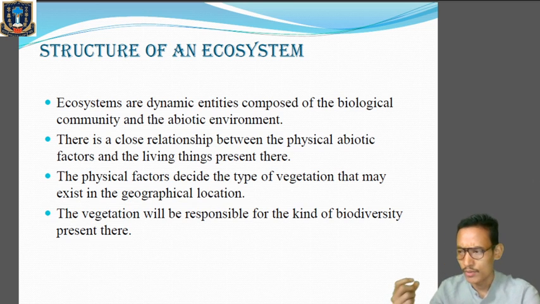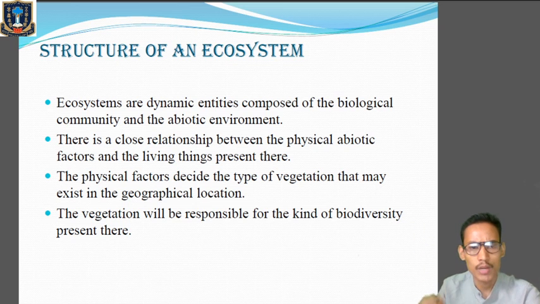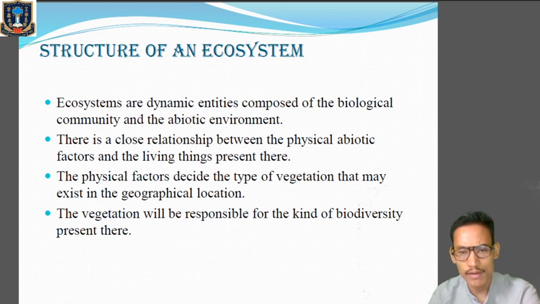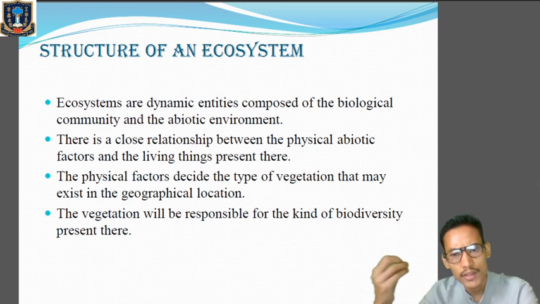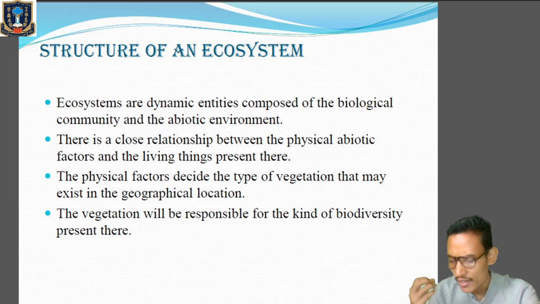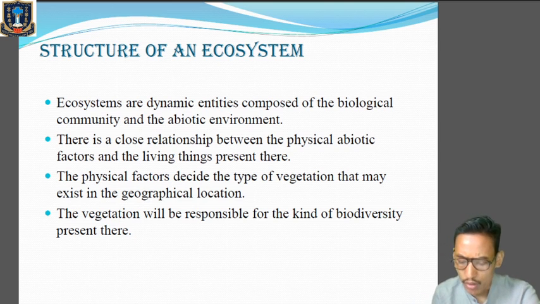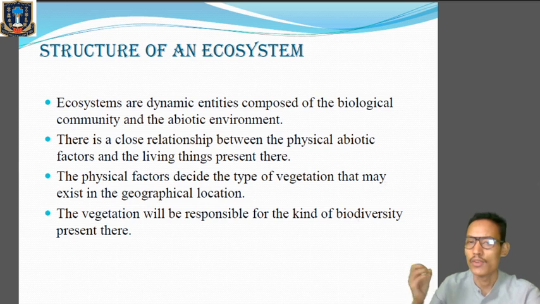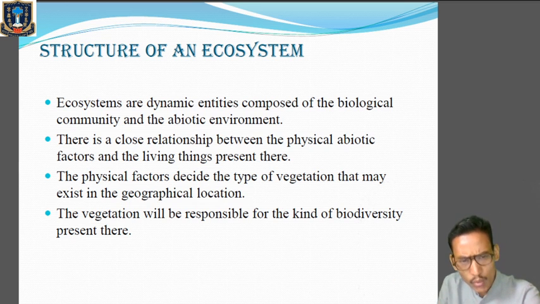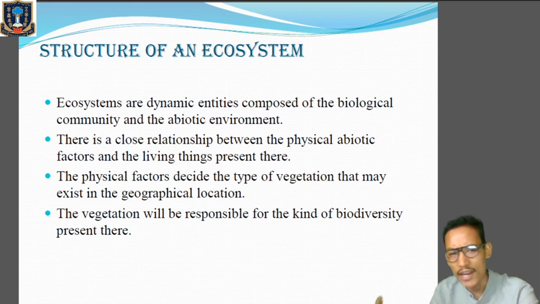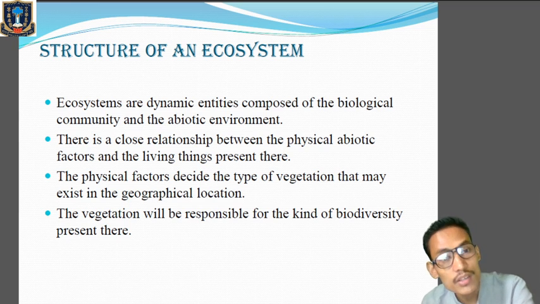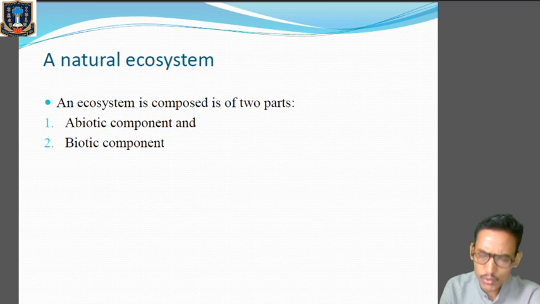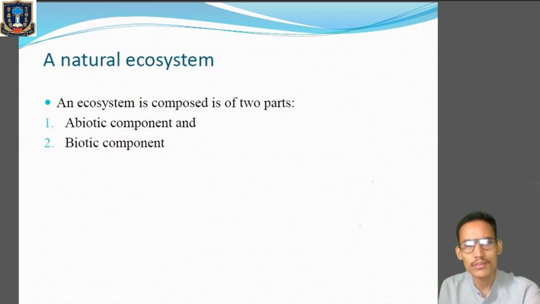How? Just think of the forest ecosystem where we find tall trees. The tall trees help in transpiration and they help to bring the rainfall. And that rainfall will also change the climatic conditions of that particular ecosystem. So we will find a close relationship between the physical abiotic factors and the living things present in that particular ecosystem.